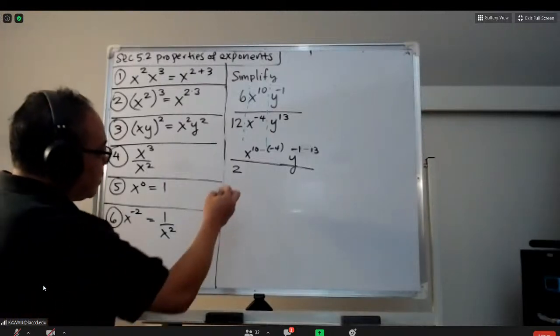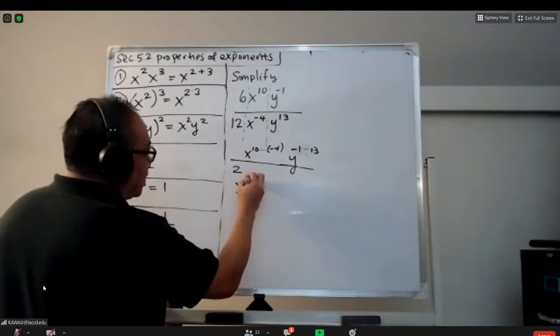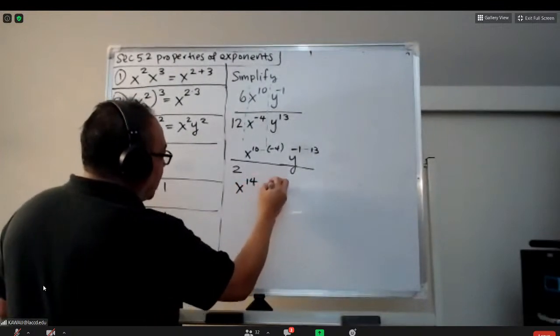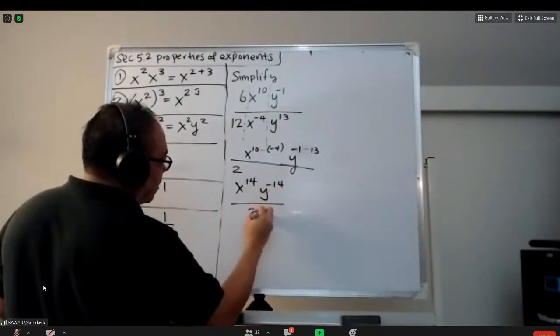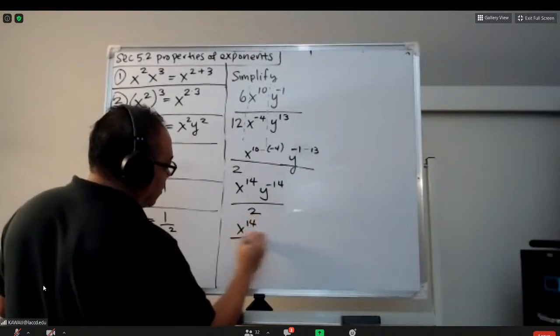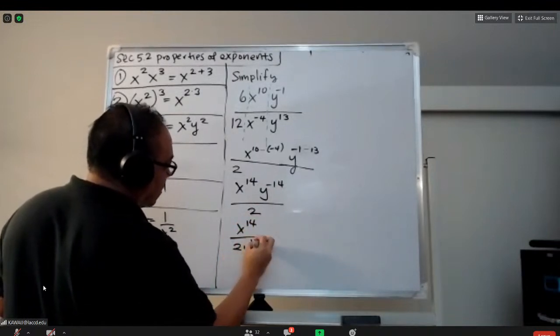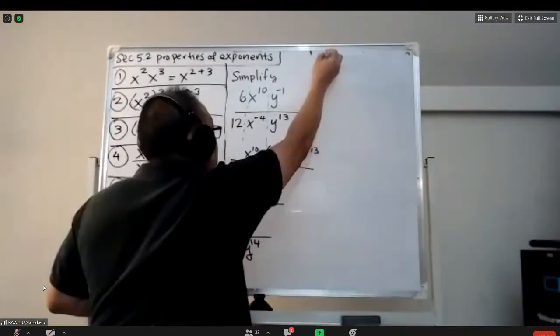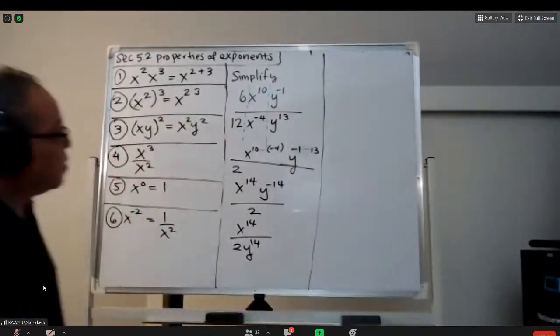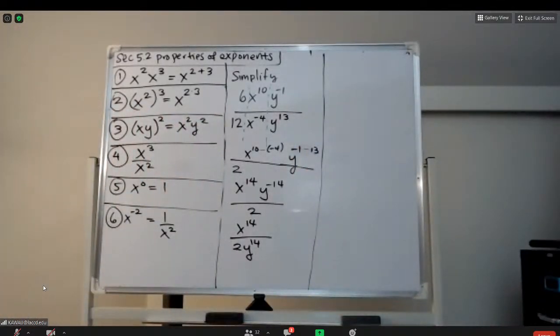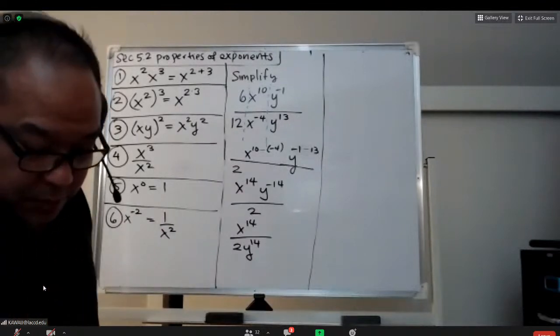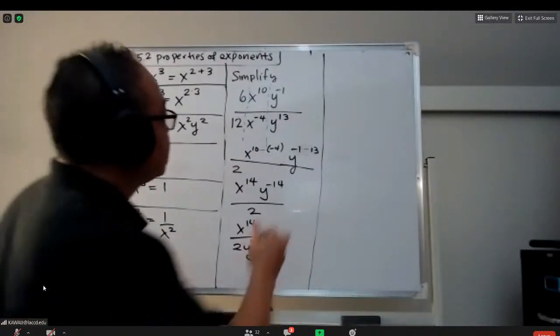So then this will become x to the 14, y to the -14 over 2, and then x to the 14 over 2, y to the 14. Okay, so that's this. Okay. Now let's do something like this one.